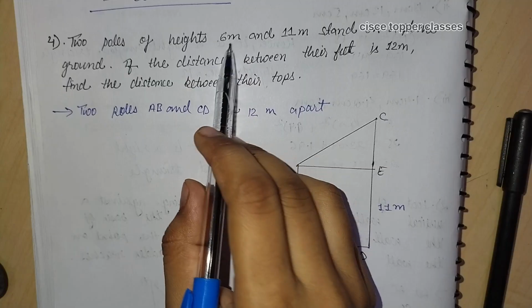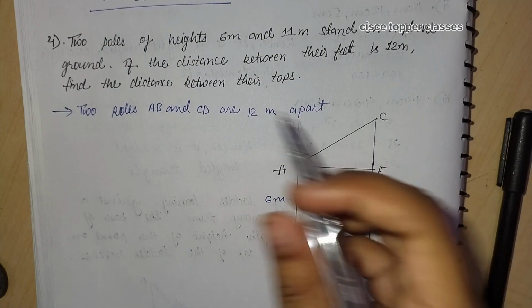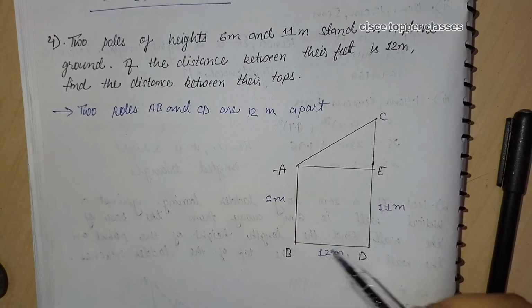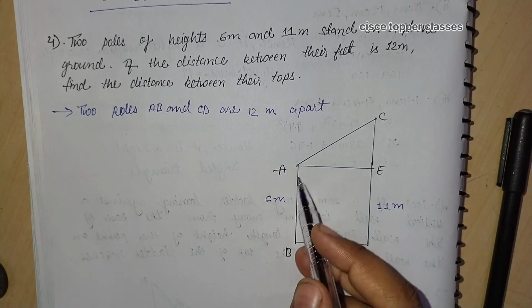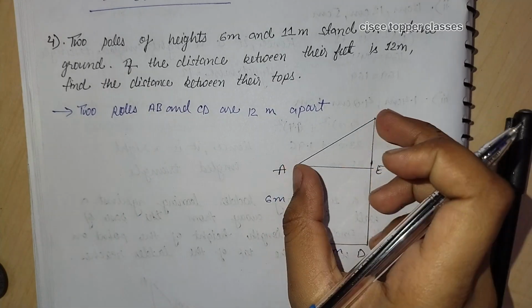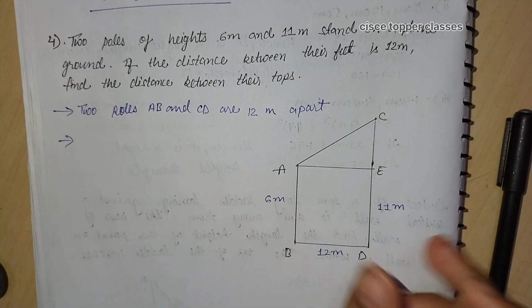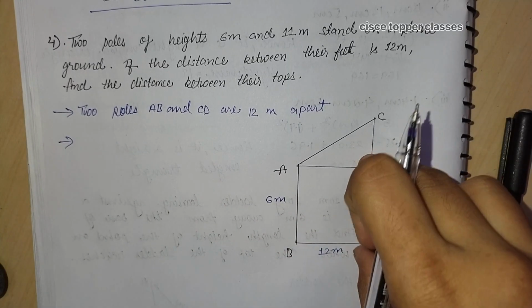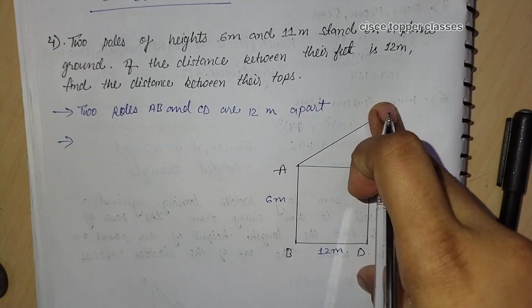Two poles of height 6 meter and 11 meter stand on a plane like this in this diagram. If the distance between their feet is 12 meter, meaning if the distance between B and D is 12 meter, we have to find the distance between their tops, meaning the distance AC. Simply we can see that let this part be 6 meter and this part 6 meter. We will get this as 11 meter.